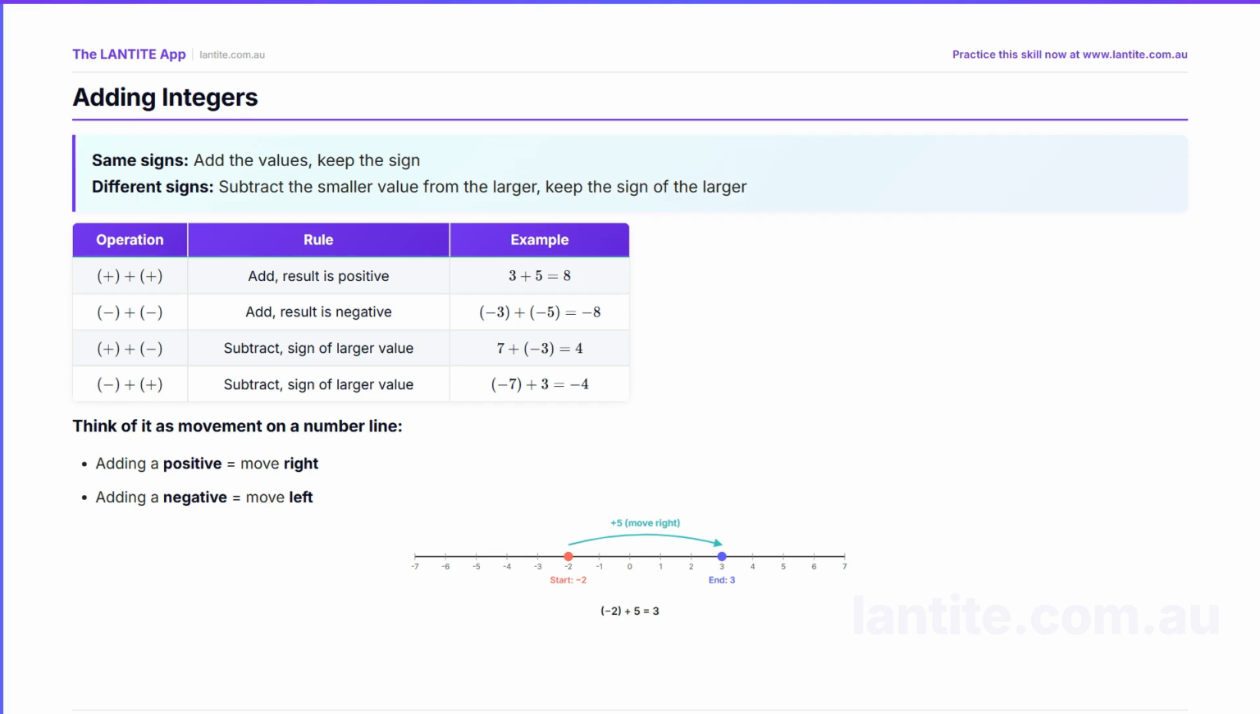When the numbers have different signs, subtract the smaller value from the larger value and keep the sign of the number with the larger value. For example, 7 plus -3. Subtract 3 from 7 to get 4. And since 7 is larger and positive, the answer is +4. Think of it as movement on a number line. Adding a positive number means moving right. Adding a negative number means moving left.